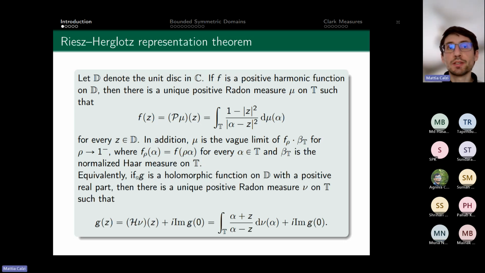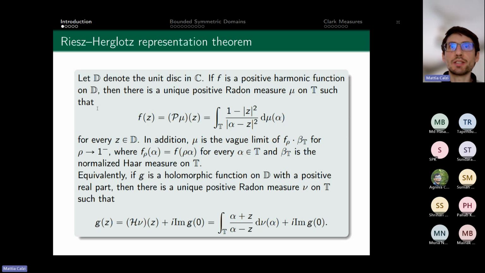The other formulation concerns holomorphic functions. If you take a holomorphic function in D with a positive real part, you apply this result to the positive real part, and then you use an integral kernel, which is a holomorphic kernel which gives the Poisson kernel as a real part. And this is the Herglotz kernel. You have to add an imaginary constant because these integrals are always real at the origin. But besides that, this is the complete analog. This is the same result in a sense.